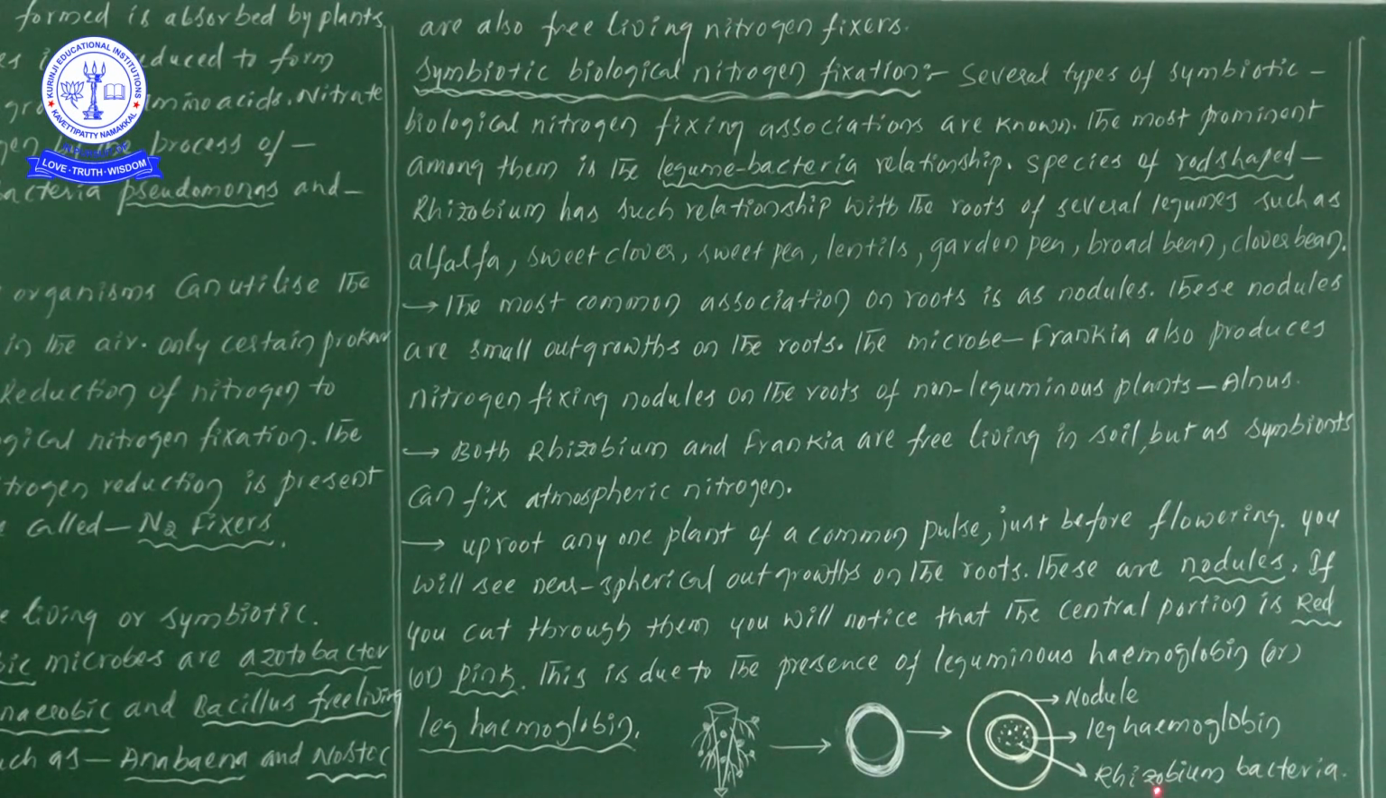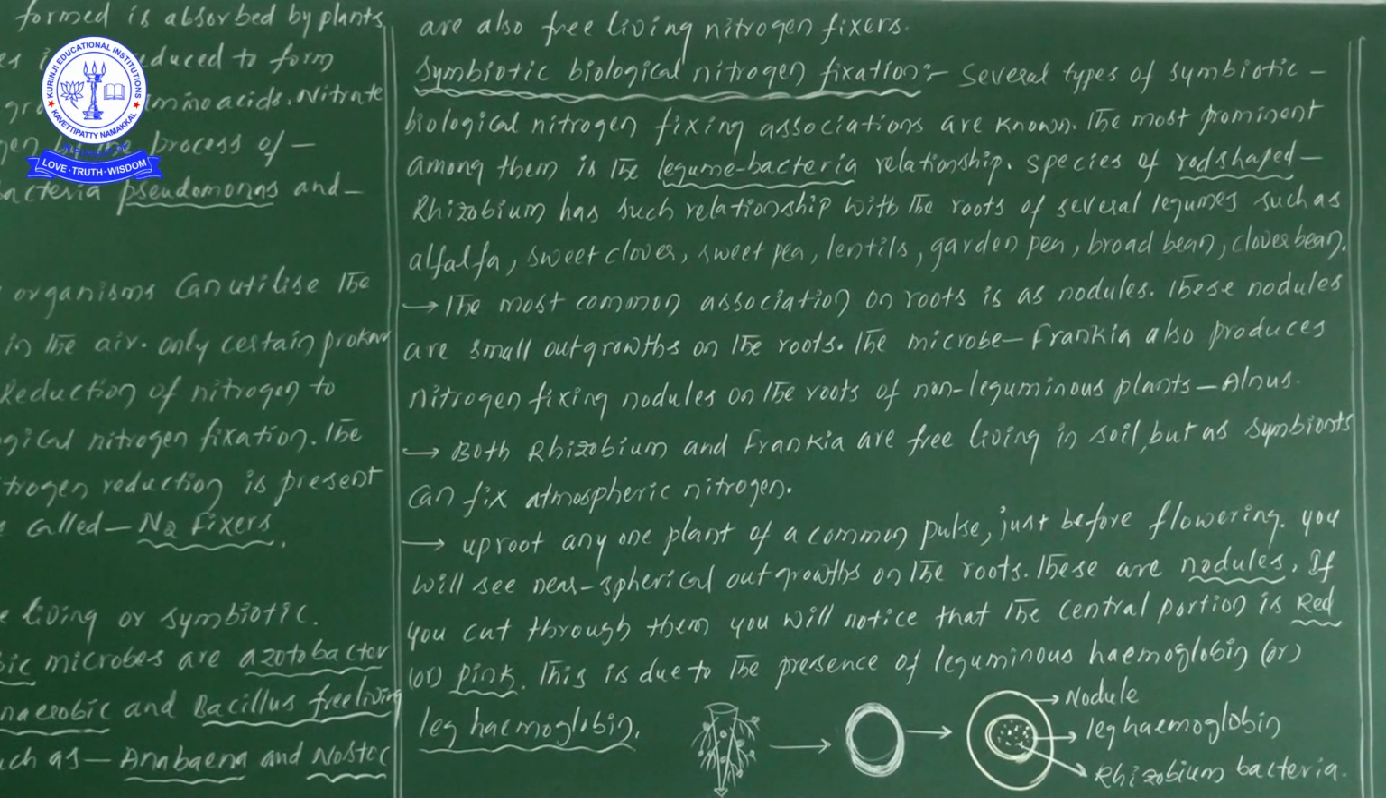Anaerobic bacteria means oxygen is not required for their survival. So that's why this rhizobium bacteria is protected by the leg hemoglobin. The leg hemoglobin color is red or pink. What is the point we are discussing? The leguminous plants' hemoglobin, which we call leguminous hemoglobin or leg hemoglobin. What is the work of this leg hemoglobin? It acts as an oxygen scavenger.